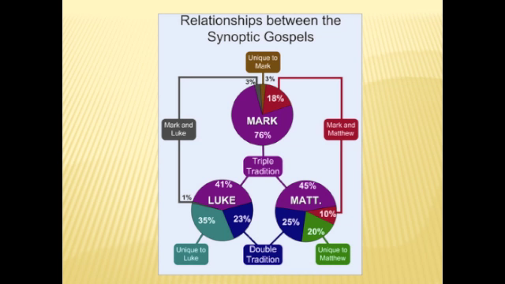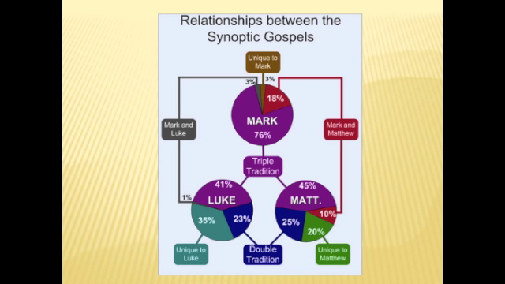This graphic shows the relationship between the synoptic Gospels. In purple, we have what's known as the triple tradition. This is material that is in common between all 3 synoptics. Notice how both Matthew and Luke use roughly a similar amount of material from Mark's Gospel.